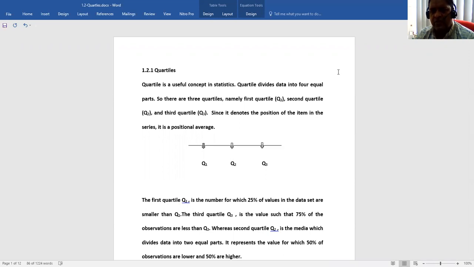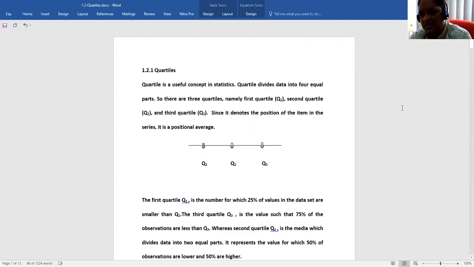Quartiles is a very useful concept in statistics, and it is one of the most important summary measures in statistics. We need to learn quartiles to calculate the shape of the distribution. Let us know what quartiles are.